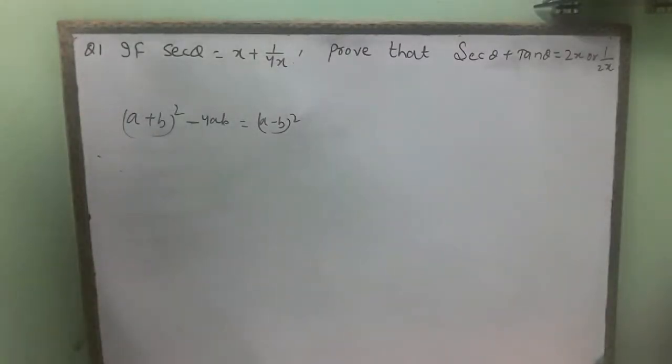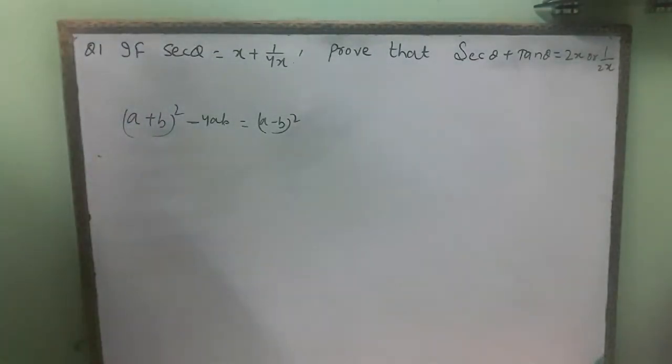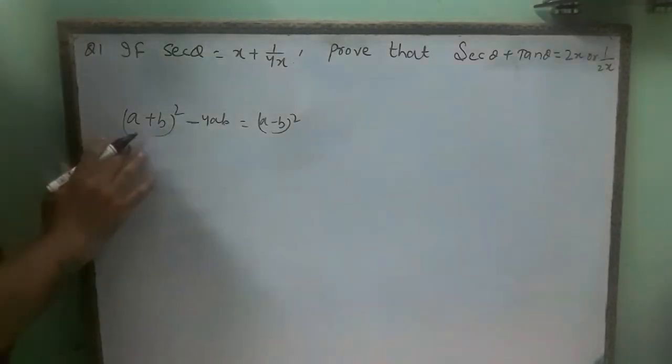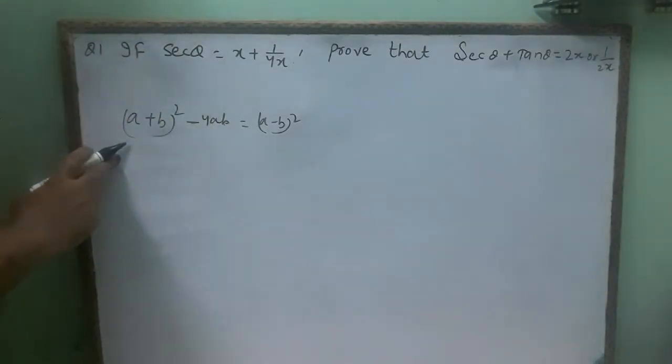See, this is the question. If sec theta is equal to x plus 1 by 4x, prove that sec theta plus tan theta is equal to 2x or 1 by 2x. So, in this question, I will use this formula. That's why I have written it.